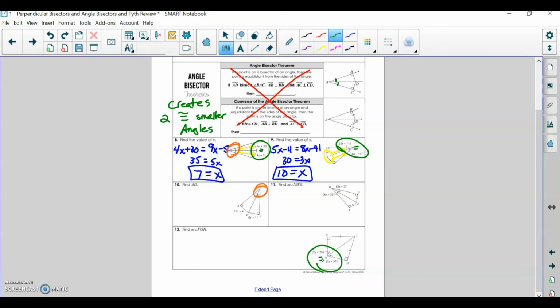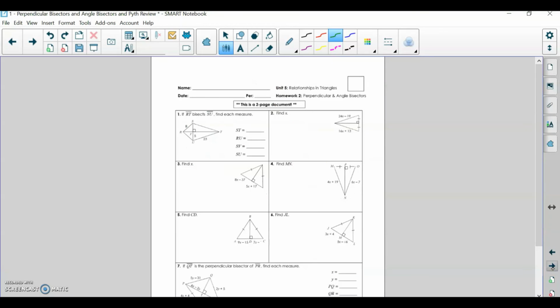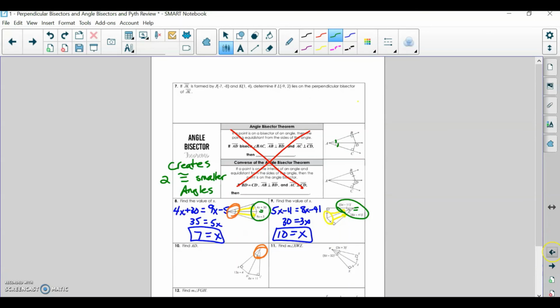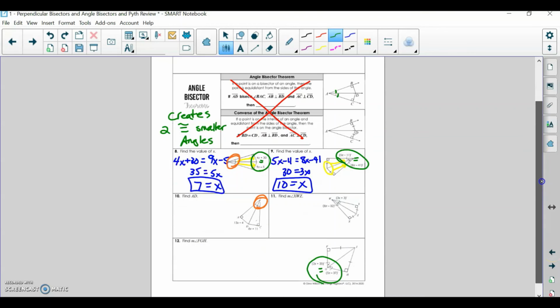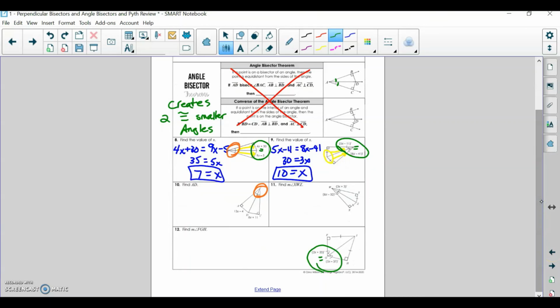They're slightly different because now they start asking for the segment lengths instead of asking for just the x, right? So down here in the bottom, you're going to have to plug the value back in to finish the question. But as far as how we solve it, they're the same. All right, let's go check this out. So that right there is the end of angle bisectors.